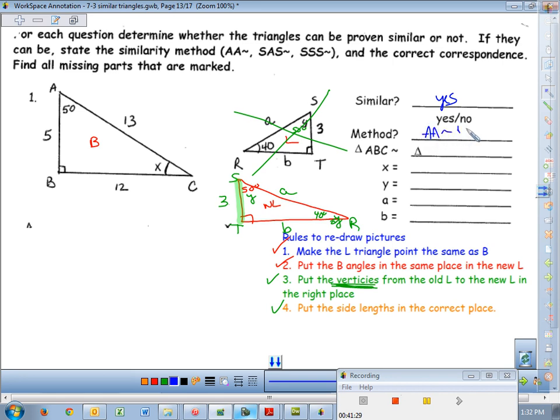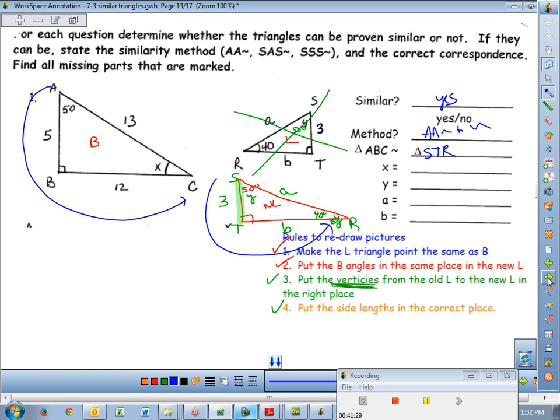Triangle ABC. Now it's a piece of cake. Doesn't ABC go this way? Doesn't this one look exactly the same as that one? Shouldn't it be just like this? What's triangle ABC similar to? Triangle STR. They already put the triangle symbol there for you. Then you find X, you find Y, you find A, you find B by way of proportions and corresponding angles.